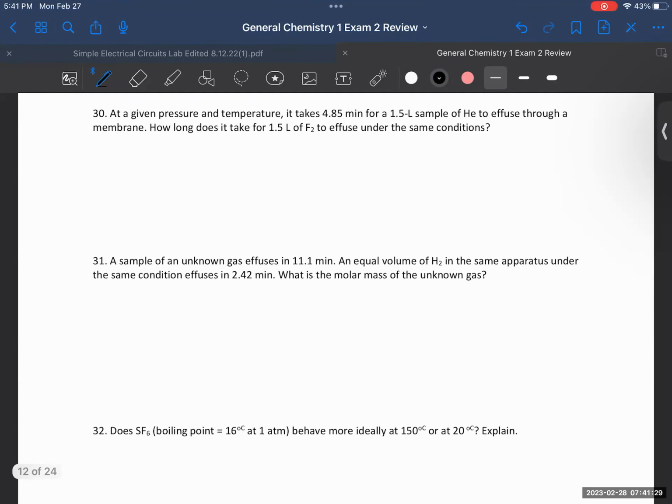All right. This is some of the good stuff right here. At a given pressure and temperature, or have y'all gone over this yet? Rate of effusion, rate of diffusion. The rate of A over rate of B equals the square root of the molar mass of B over the molar mass of A.